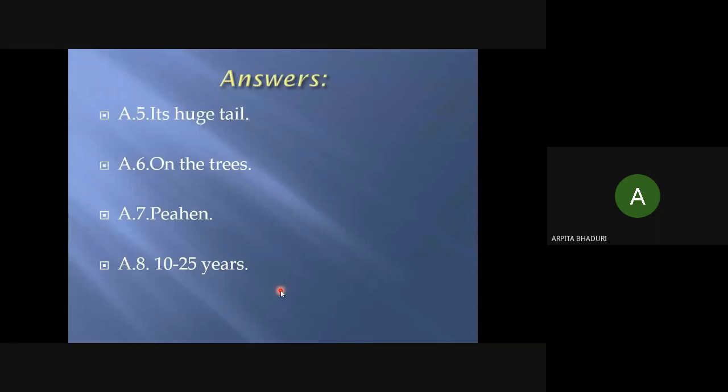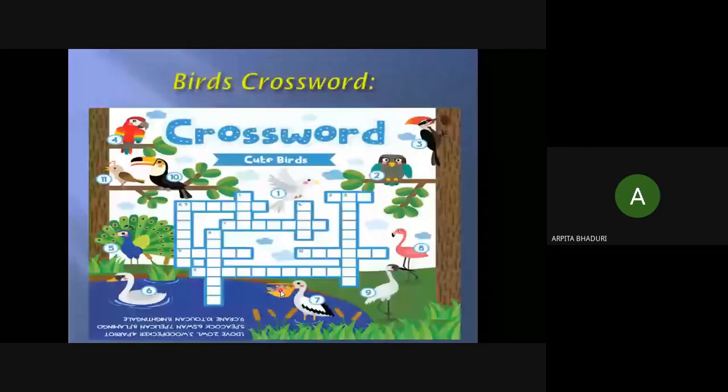Now this is very interesting. Can you see this bird crossword? Yes, it has come to your screen. The bird crossword. Very good. Now you have to see numbers. Can you see in all the birds, numbers are given?